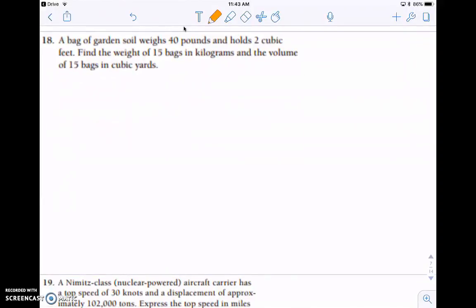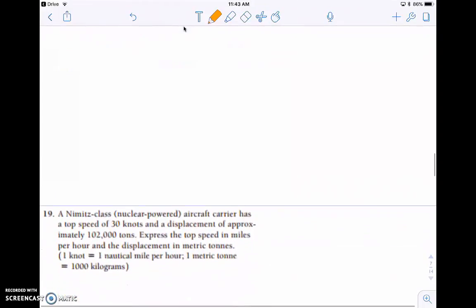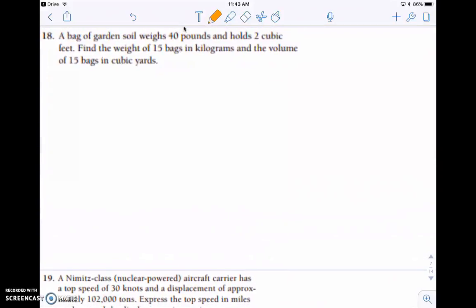So we have a bag of garden soil. It weighs 40 pounds. So, whoops. So I'm just going to write that one bag equals 40 pounds and holds 2 cubic feet. So one bag is 2 cubic feet, so feet cubed. And we want to find the weight in kilograms and the volume. So first we're going to find the weight here.